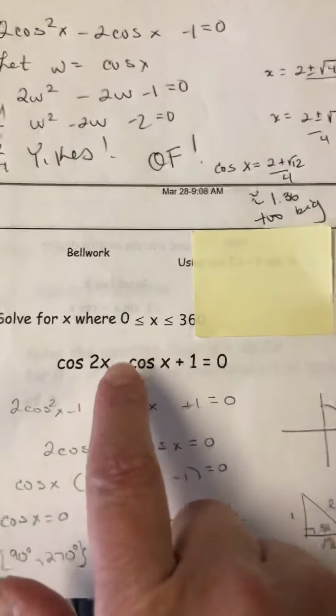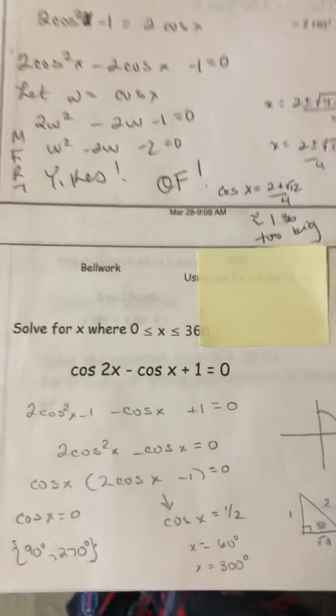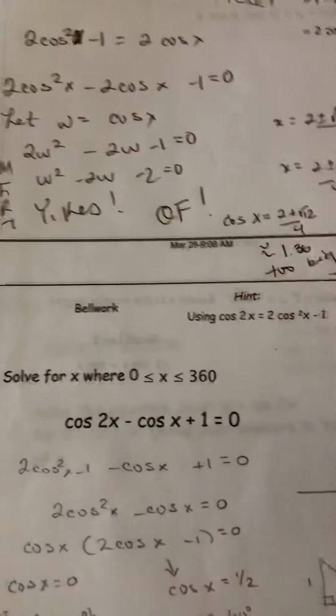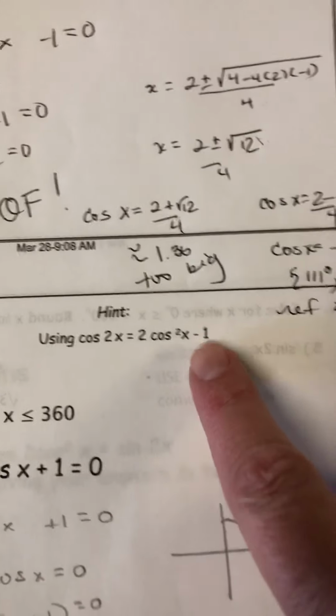Because the 2 is in front, that's not an exponent, that's a coefficient. That tells me, okay, double angle. So I have to pick the right double angle substitution. So for this example, I'm going to pick the one, 2 cosine squared of x minus 1.